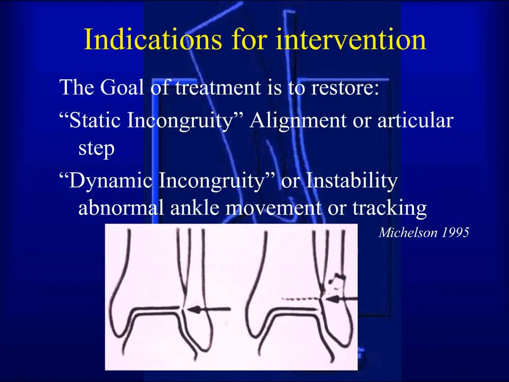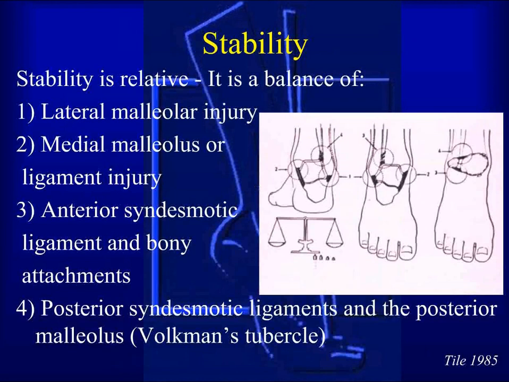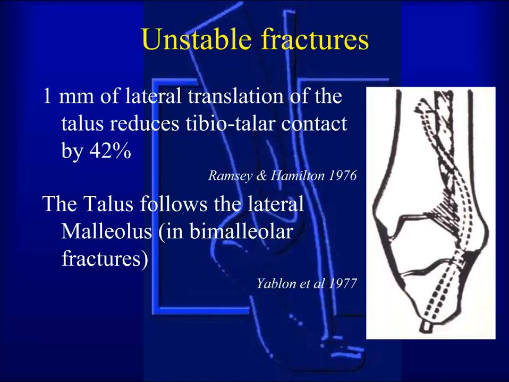What are the goals of treatment? To restore congruity and stability. Absolutely, although Michelson seems to muck the names up. What are the things to consider? The lateral malleolus, the deltoid ligament, the syndesmotic ligaments, and Volkmann's tubercle.